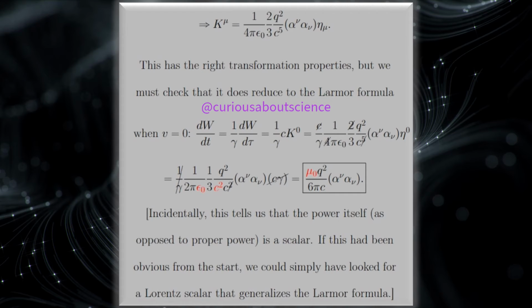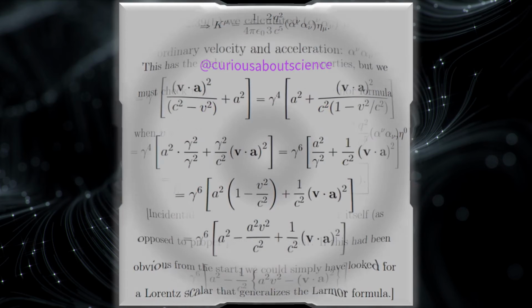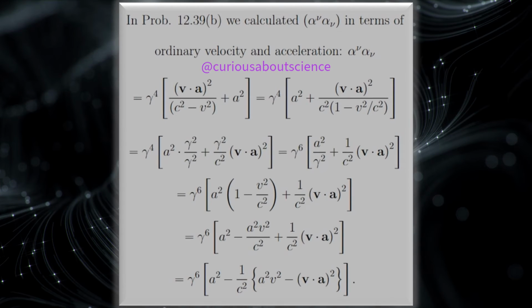Incidentally, this tells us that the power itself, as opposed to the proper power, is a scalar. If this had been obvious from the start, we would simply have looked for a Lorentz scalar that generalizes the Larmor formula. So with a little more work, we can reference the results of problem 12.39, particularly result B, where we calculated what this dot product, alpha nu alpha nu, was in terms of the ordinary velocity and the acceleration.